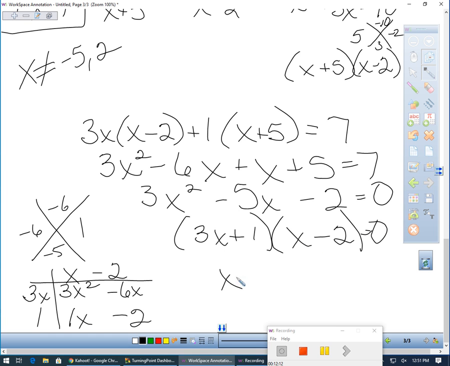So now x equals what? What's the first one give me? Negative 1 over 3. I agree. How about the next one? 2. Are either of these extraneous? The 2 is. So I want you to cross it off.